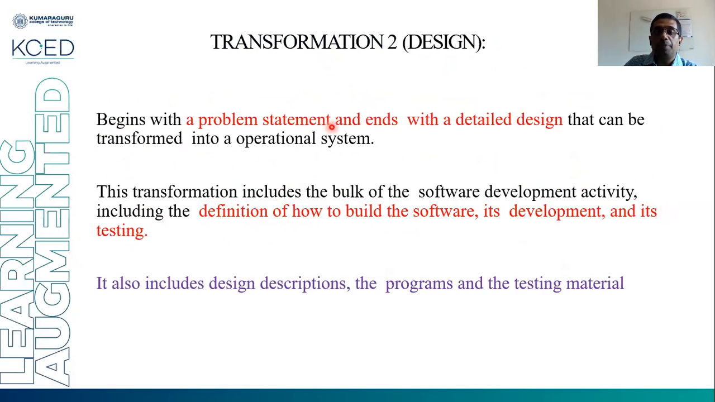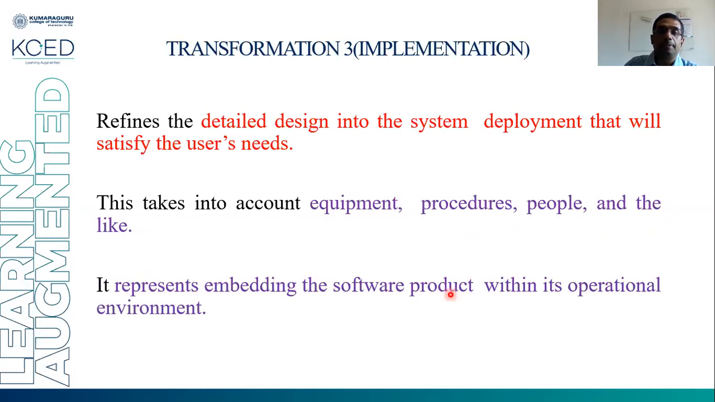Transformation two, design. It begins with the problem statement and ends with the detailed design that can be transformed into an operational system. The transformation includes the bulk of software development activities: the definition of how to build the software, its development, and its testing. It includes the design descriptions, the programs, and the testing material.